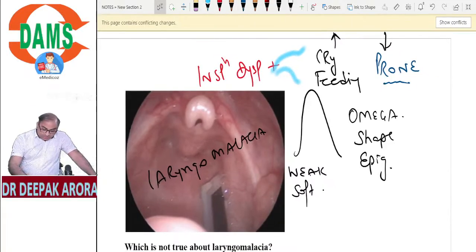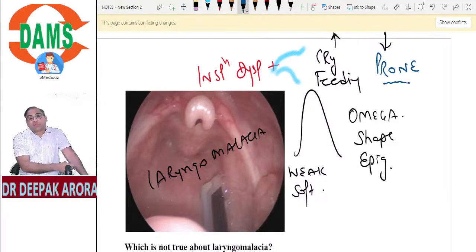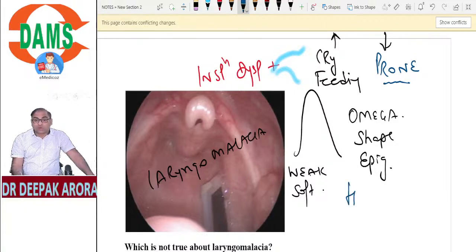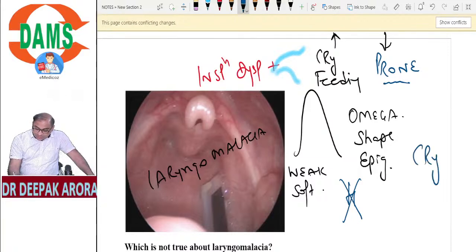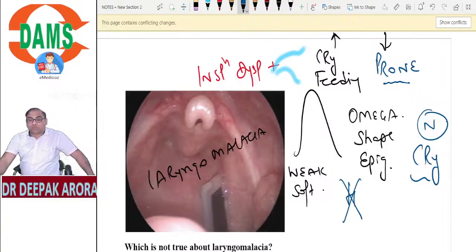Can any student comment on hoarseness, the change in voice component? It is supraglottic. What have we learned? We made a concept: change in voice is a hallmark feature of the glottic area. Because this is not a glottic area, hoarseness will never be seen. How can you judge hoarseness in a newborn? We can judge it by the cry. In this child, the cry will be a normal cry.